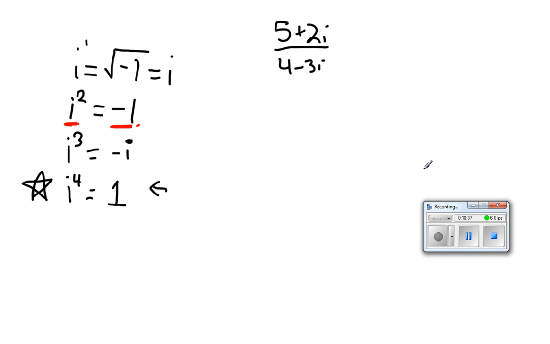What did the book say? The book says what I figured. I was hoping there'd be an easier way, but there's not. So we're going to need FOIL here. We want to get rid of i. So what we do is multiply this. Instead of 4 minus 3i, we're going to multiply that by 4 plus 3i.